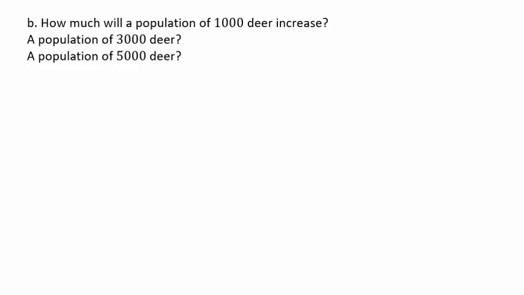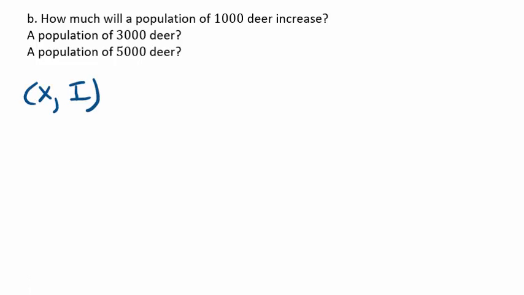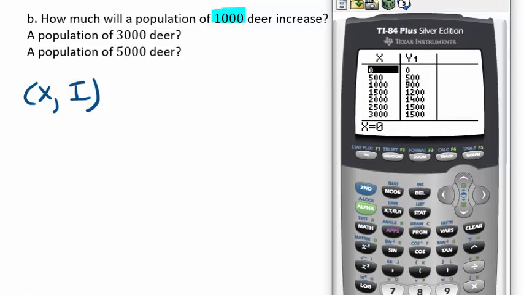In part B, how much will a population of 1,000 deer increase? 1,000 deer is the population that's given. That's an x value, and we want to know the associated I value. If you think about these points that are on the graph, they are of the form x, comma, I. So you can either just substitute 1,000 for x into the given formula, or just go back to the table that you just created and scroll down. So when x is 1,000, I is 900.